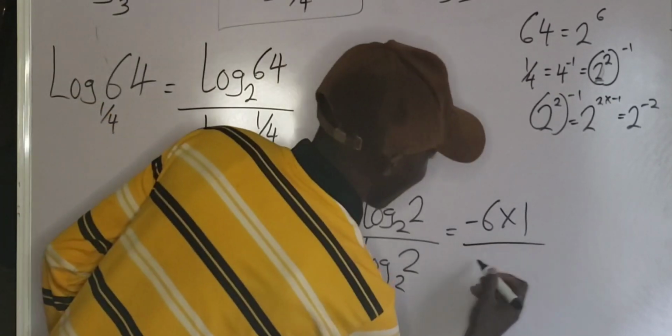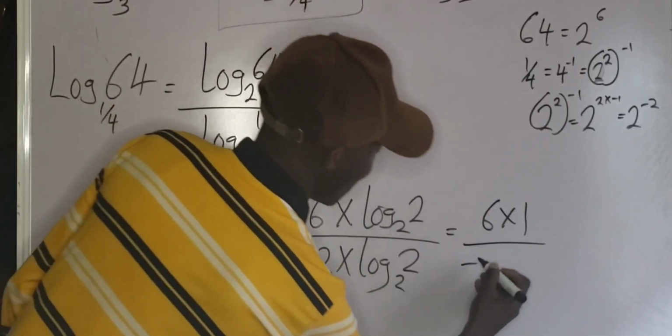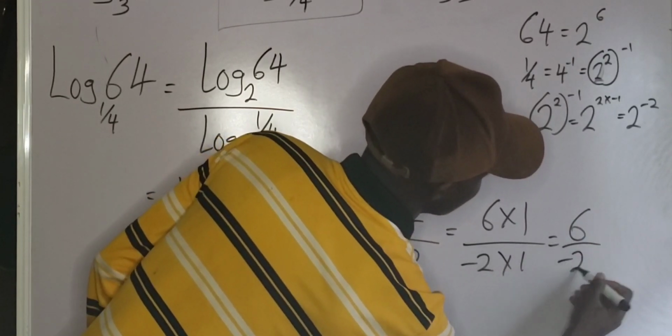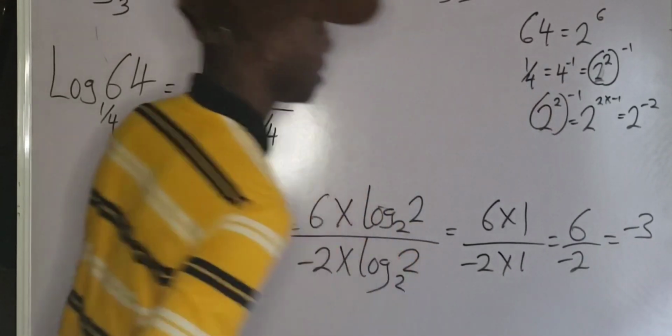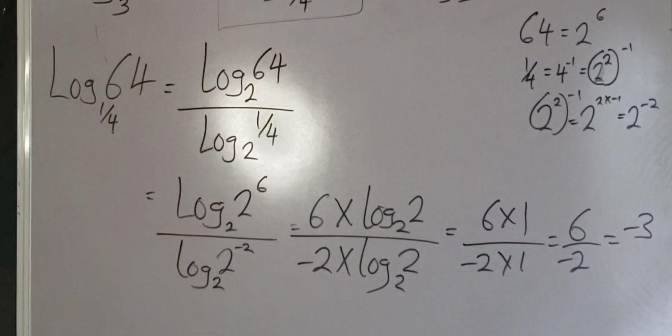So for this I'm going to have minus 2. Oh, sorry, this is not minus 6. It is 6. Minus 2 times 1. So 6 over minus 2, which is what? Minus 3. You understand? So the simplified form of log 64 base 1 over 4 is minus 3. Now let us proceed with our solution.